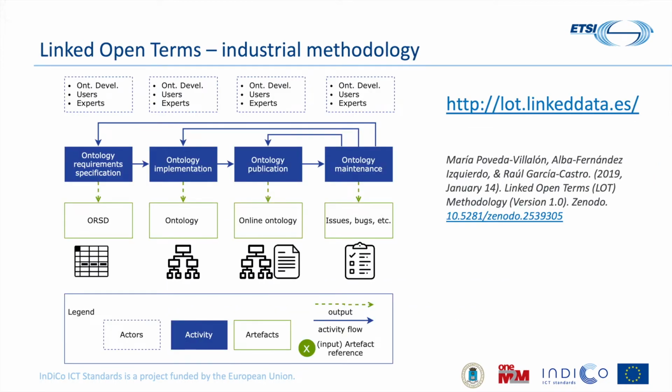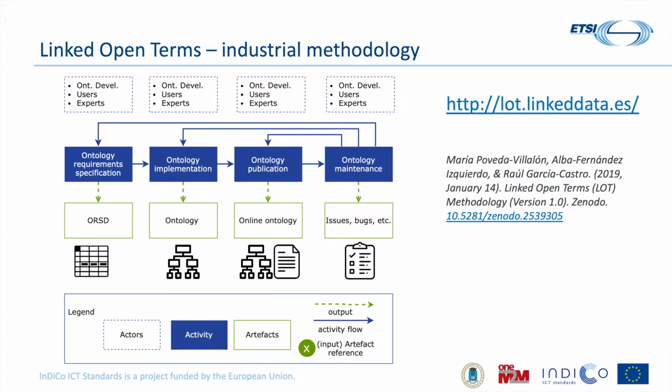The LOT methodology, or Linked Open Terms methodology, is structured as shown in the slide. There are 4 main activities that will be detailed afterwards. As in the traditional methodologies, it starts with the ontology requirement specification, from where we get the functional and non-functional requirements for building our ontology. During the ontology implementation, we will get the ontology code, and after that, we will go through the ontology publication activity.